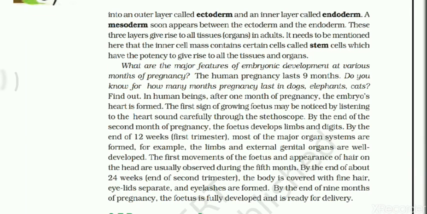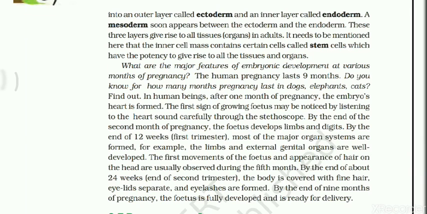By the end of the second month of pregnancy, the fetus develops limbs and digits. So limbs are differentiated. By the end of the 12th week, that is the first trimester, most of the major organ systems are formed. For example, the limbs and external genital organs are well developed. The first movements of the fetus and appearance of hairs on the head are usually observed during the 5th month. So during the 5th month, hairs are clearly observed in the head region.